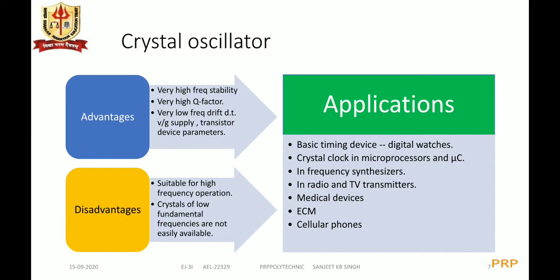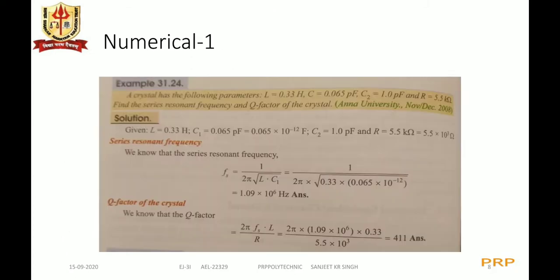Applications: the crystal oscillator has many applications as a basic timing device like in digital watches. It can be used as a clock in microprocessors and microcontrollers, in frequency synthesizers, in radio and TV transmitters, medical devices, electronic countermeasures, and cellular phones.